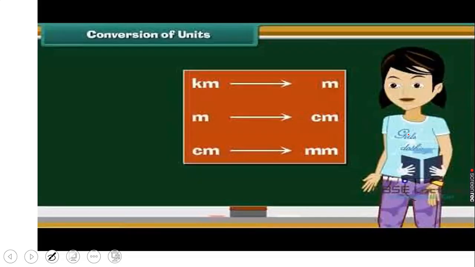Now, conversion. We can convert from kilometers to meters, from meters to centimeters, from centimeters to millimeters. But because of what we are looking at, we will only be looking at from kilometers to meters and from meters to centimeters and vice versa. If I'm saying vice versa, it means the other way around. You can convert from centimeters to meters, you can convert from meters to kilometers.